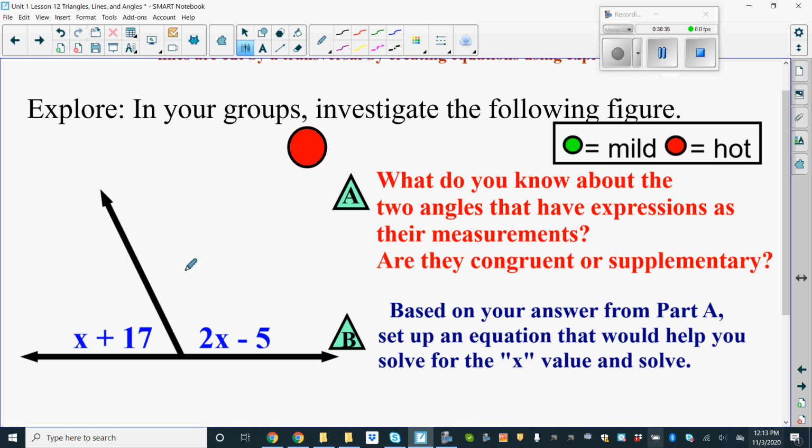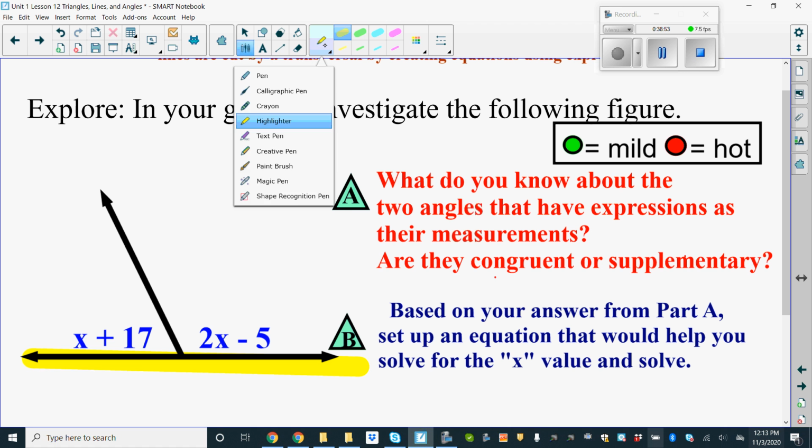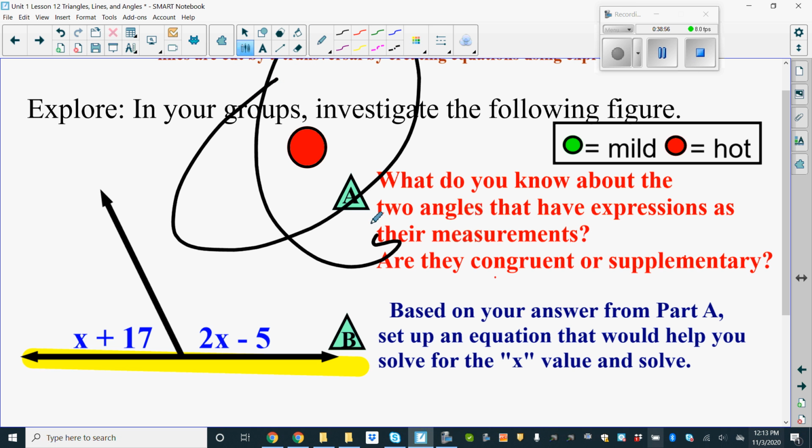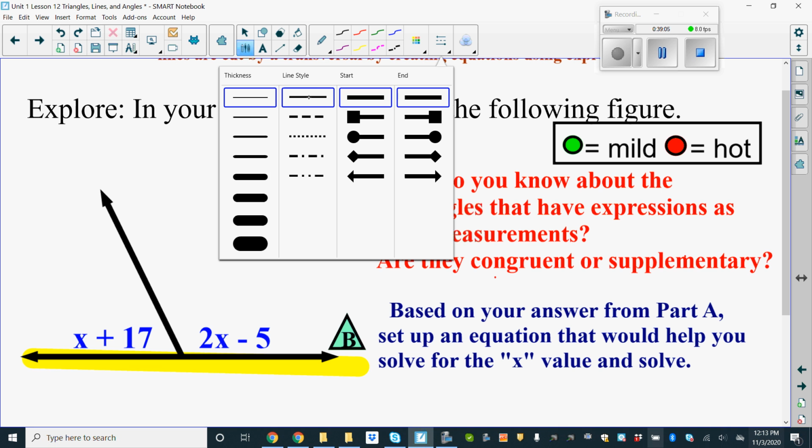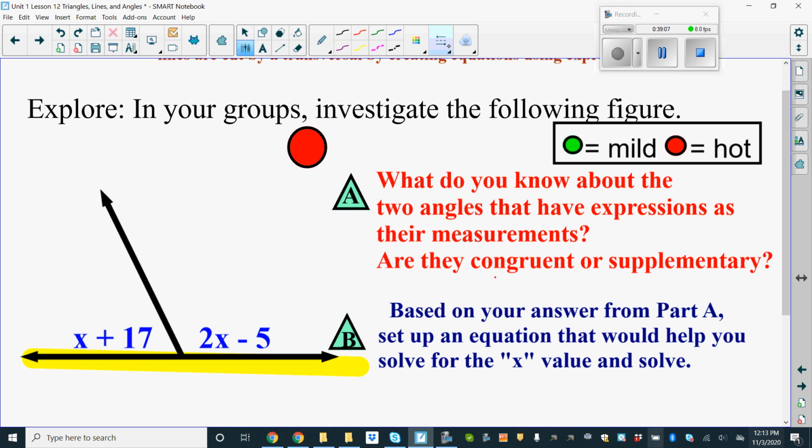In this picture, we have two angles. Again, are they congruent or supplementary? This angle here, represented by x plus 17, is an acute angle, and this angle here is an obtuse angle. They are creating this straight line. Here's your straight line. So therefore, these are supplementary. So we are going to add them up and set them equal to 180.